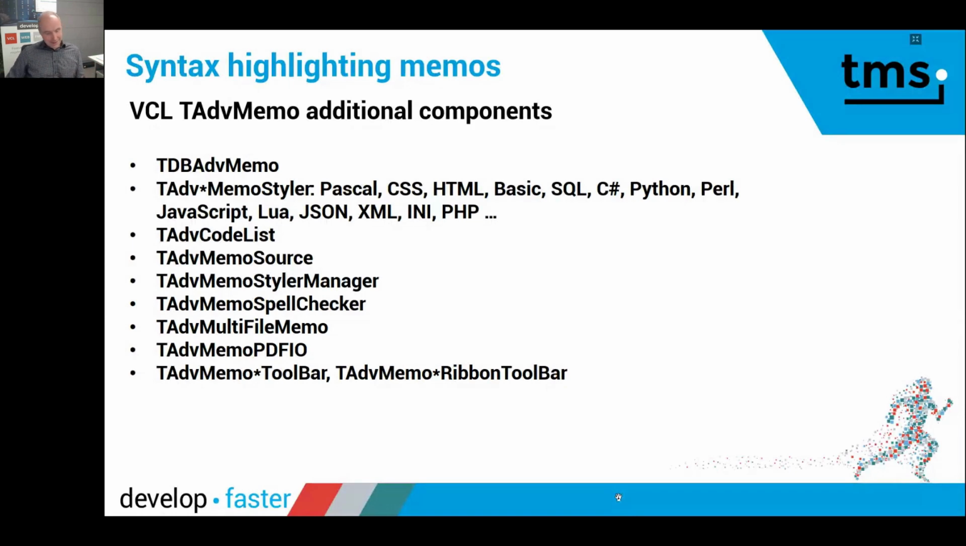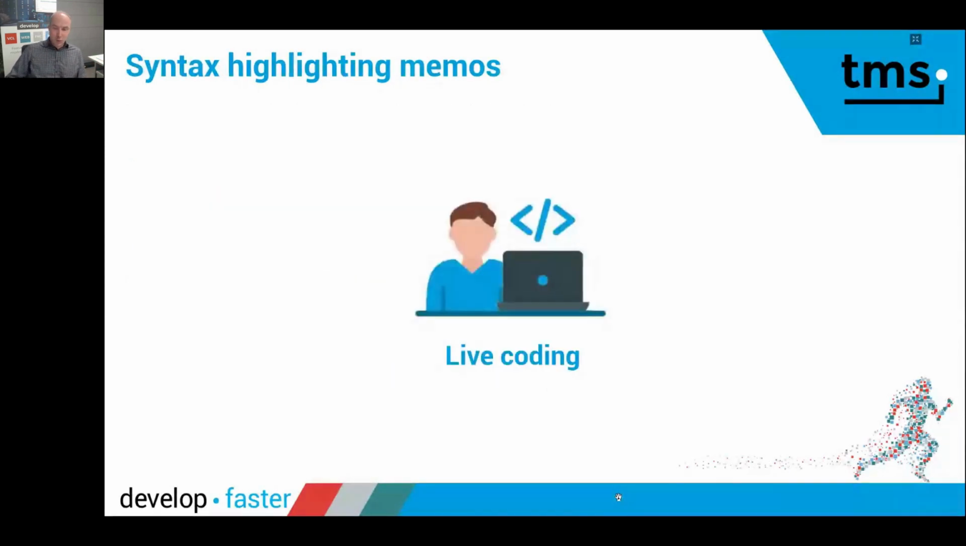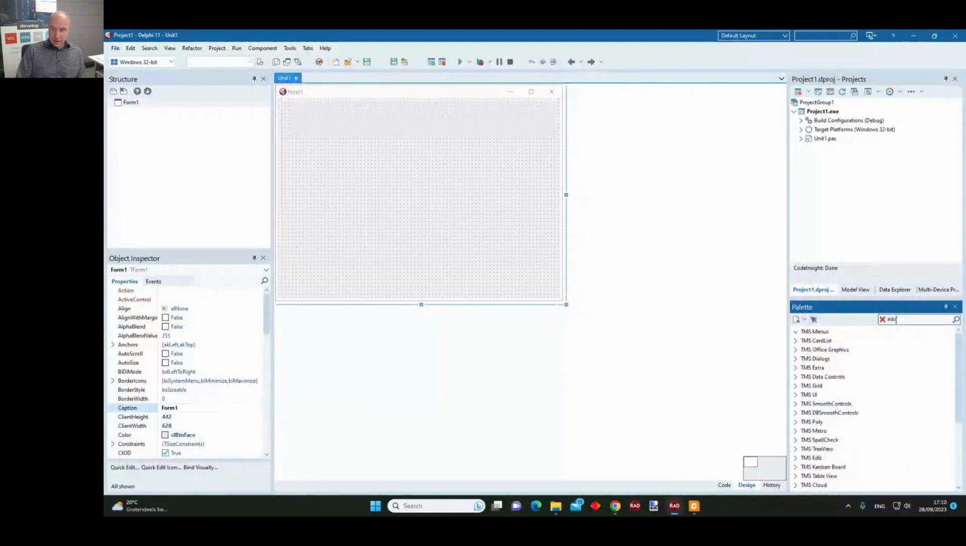And so it's more than time, I think, to have a look at our Delphi IDE and to show you some things about the ADV memo first. And then, of course, in the second part, we are going to have a look at the FNC memo and talk a little bit about the differences and the pros and cons.